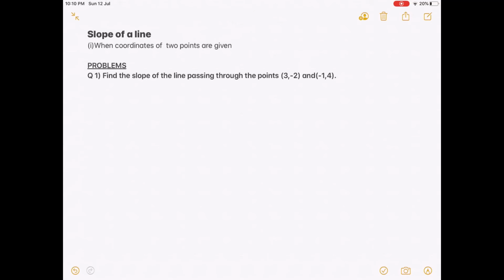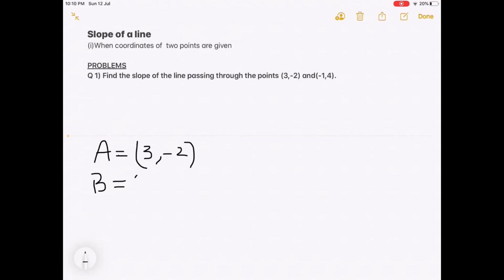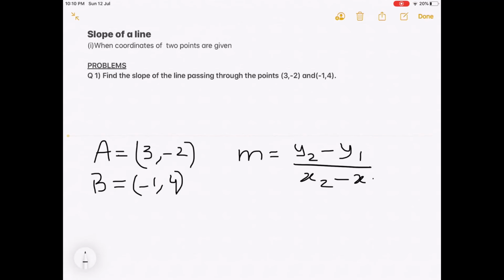Now let's solve a few problems related to the topic we just learned. So the first question is, find the slope of the line passing through the points 3, minus 2 and minus 1, 4. So now let's take A as 3, minus 2 and B as minus 1, 4. So now we know that m is equal to y2 minus y1 by x2 minus x1.